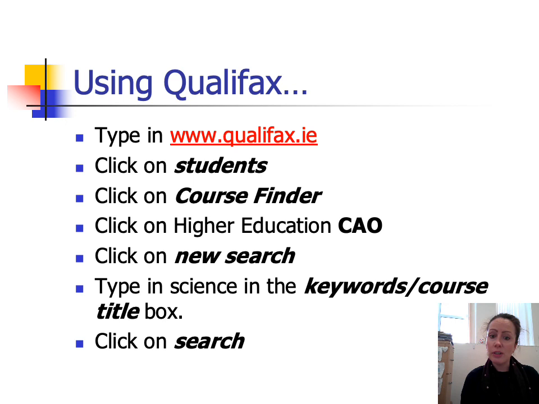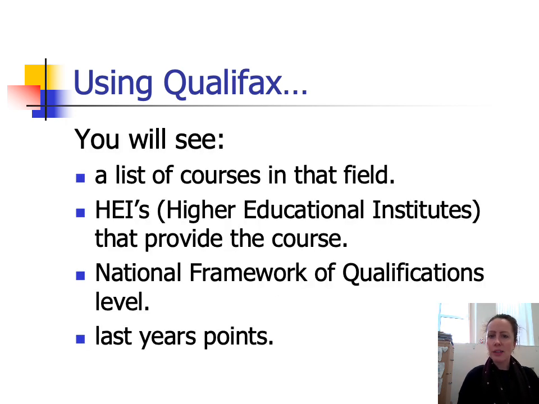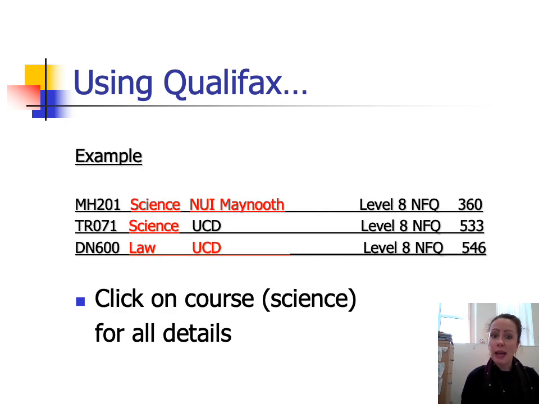So engineering, science, and click on search, and it'll give you a list of all of those courses in the country. There you can see a list of courses in that field, all of the HEIs, the higher education institutes that provide the course, the National Framework of Qualifications level, and last year's points. You click into whatever you want to have a look at, and it's all there for you. So it's a really, really valuable resource.